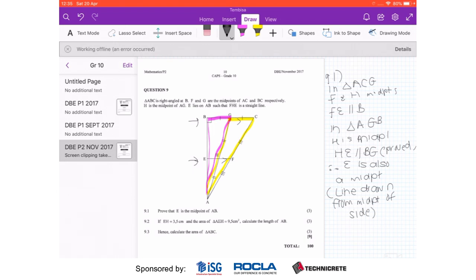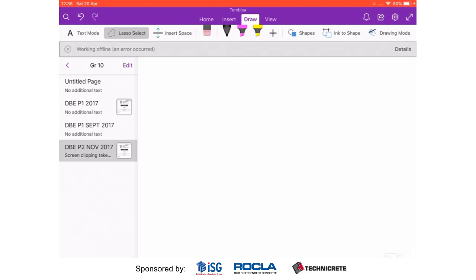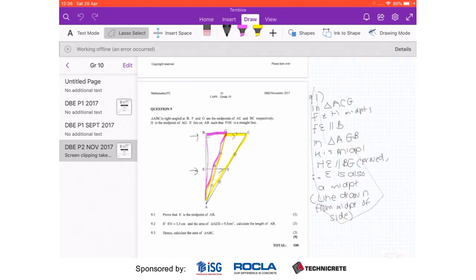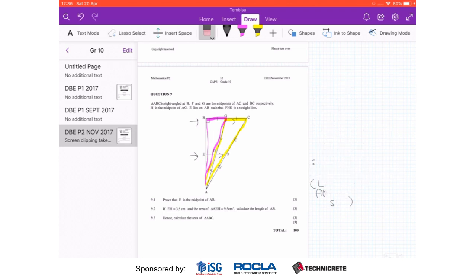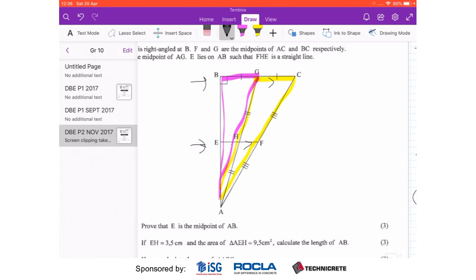Okay, we're going to be solving. Okay, take a look at that, and then we're going to solve now, using the knowledge that we have just obtained. Okay, it says if EH is 3.5. So here's my EH. This is also parallel, 3.5. Okay, and the area of AEH, which is here, is 9.5. Calculate the length of AB.